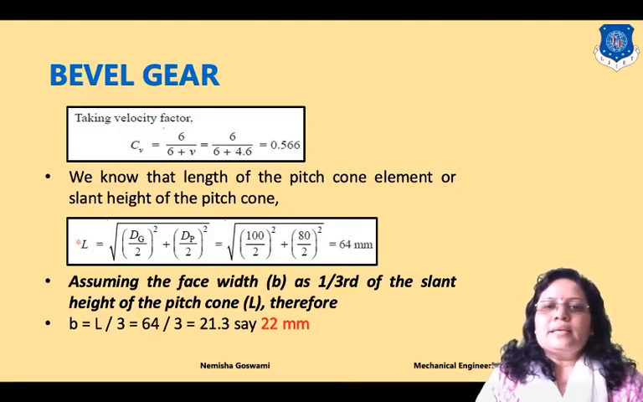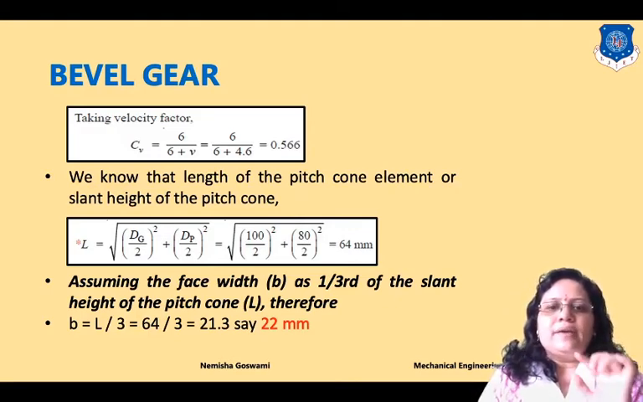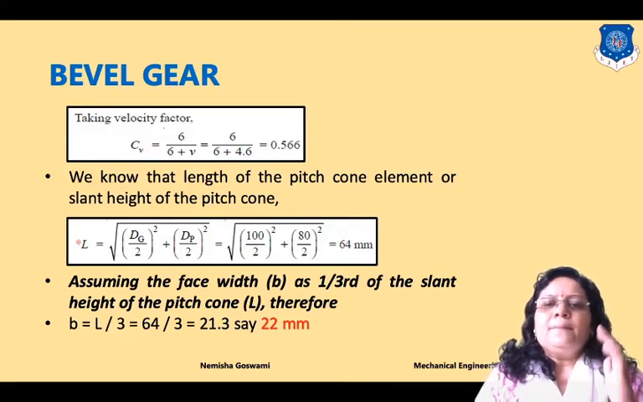Now in this question, face width is not given. So we can take one third, we can take 1/3 of the slant height of the pitch cone as the face width B.